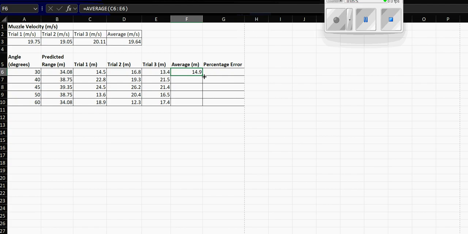So I just grab this little green box in the corner and drag it down. That's the beauty of using Excel, you can copy the formula into a whole bunch of cells and it'll keep picking up the correct data from the next iteration. Okay, now let's do my percent error. I can do that one in Excel as well.